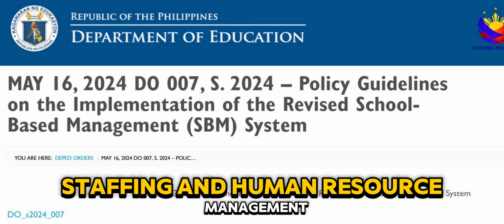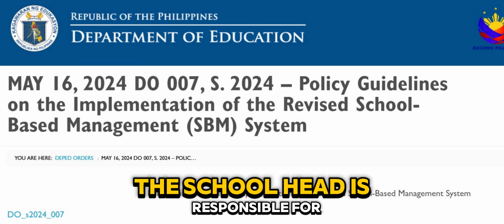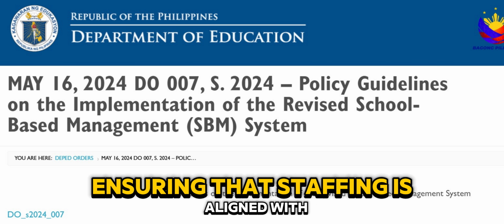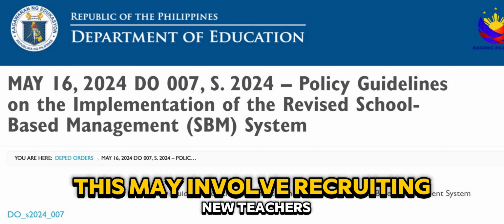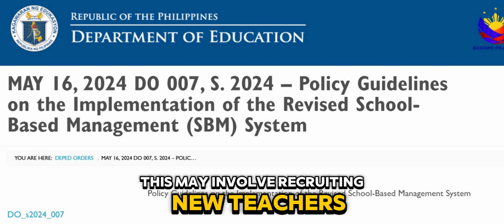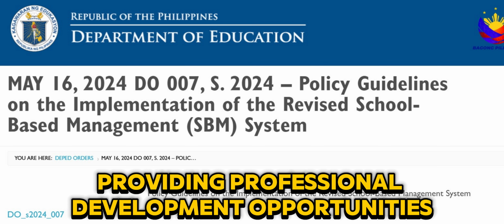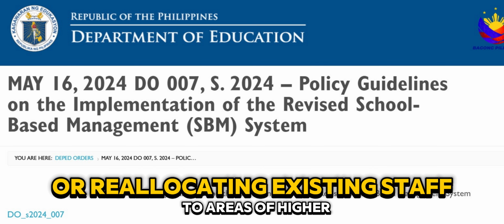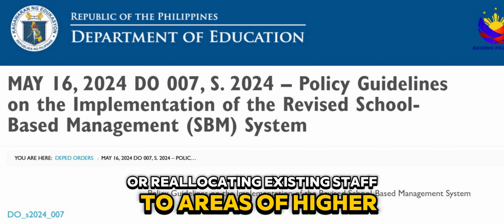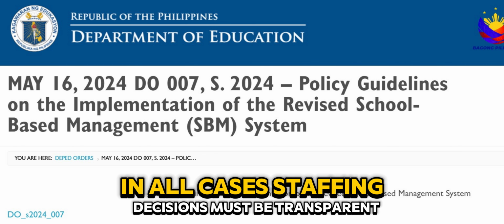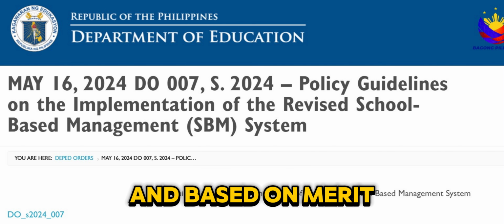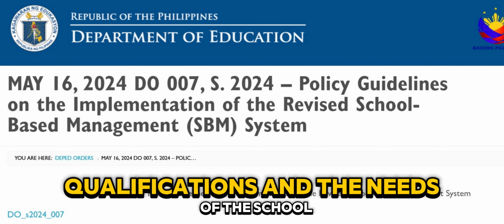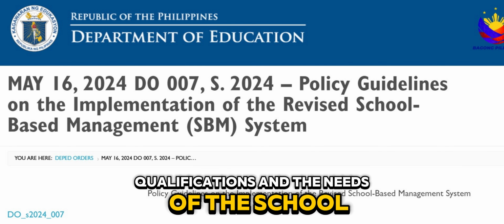Staffing and human resource management. The school head is responsible for ensuring that staffing is aligned with the school's needs. This may involve recruiting new teachers, providing professional development opportunities, or reallocating existing staff to areas of higher need. In all cases, staffing decisions must be transparent and based on merit, qualifications, and the needs of the school.